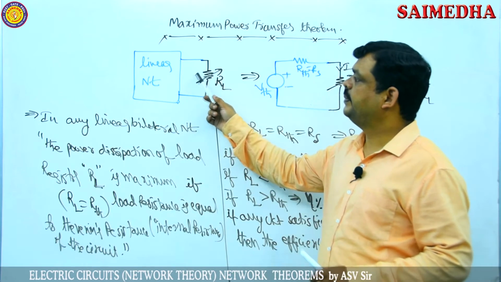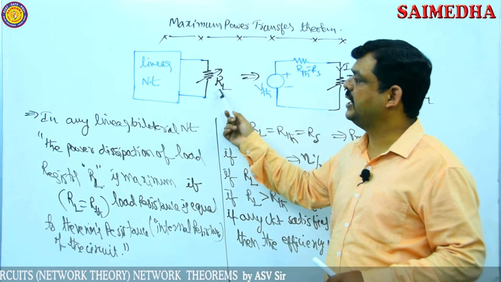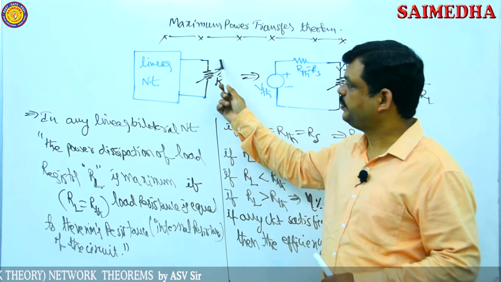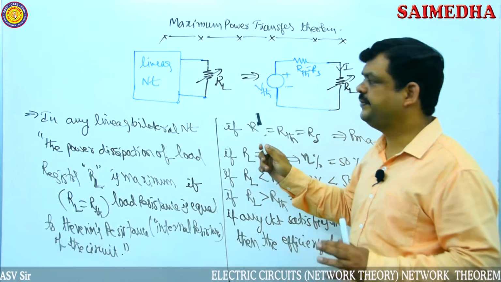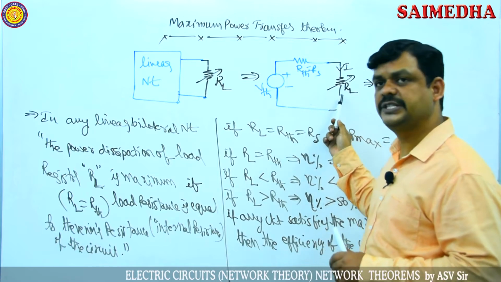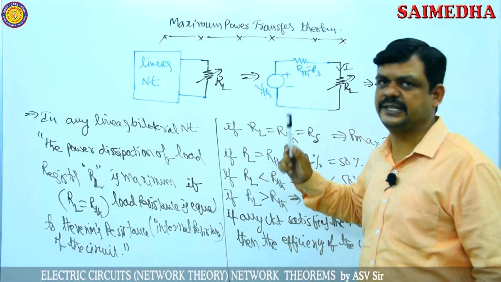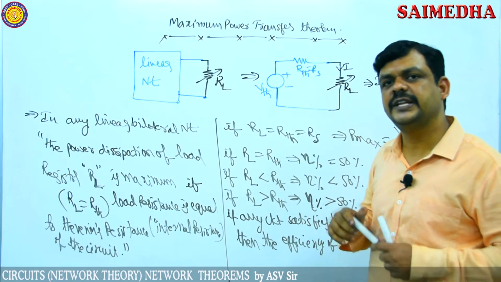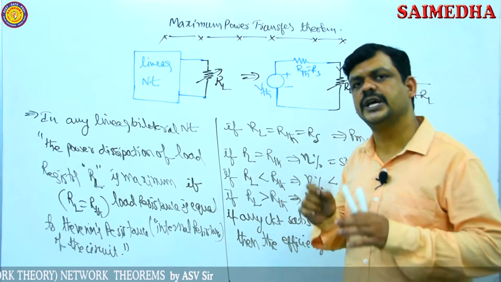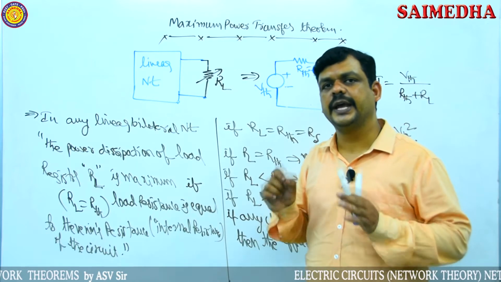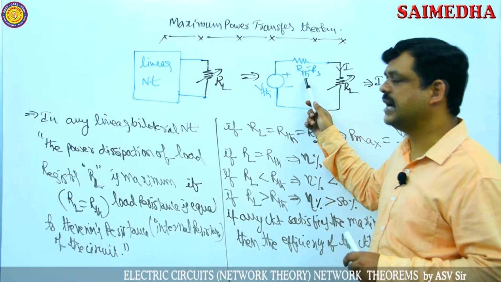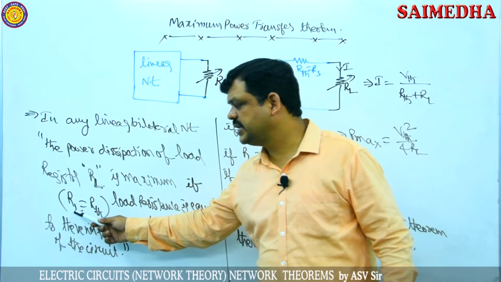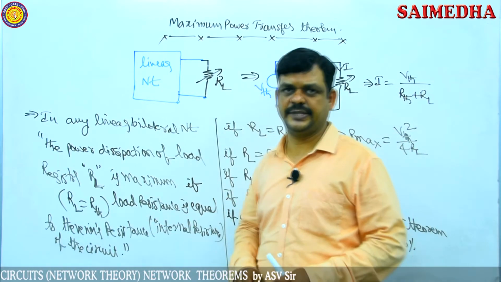So the power consumed by the load resistor RL is maximum if the RL resistance, the load resistance value, is equal to Thevenin's resistance of the circuit. Thevenin's resistance is also called the source resistance or internal resistance of the circuit. Internal resistance of the circuit is R Thevenin. So I wrote the condition: RL is equal to R Thevenin.